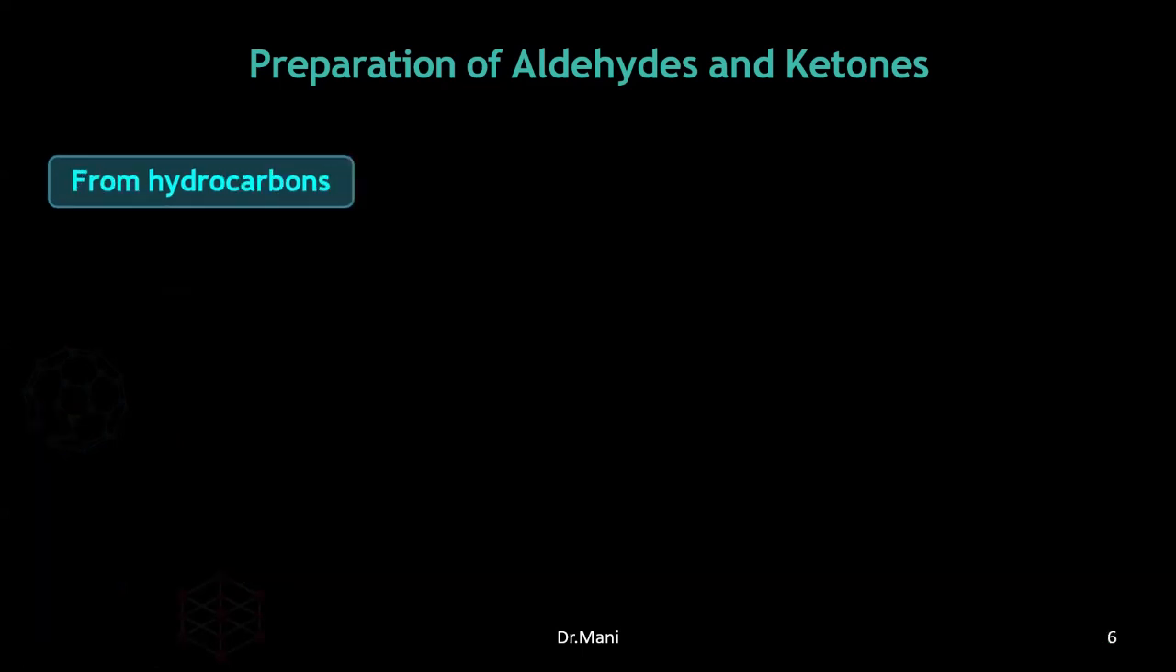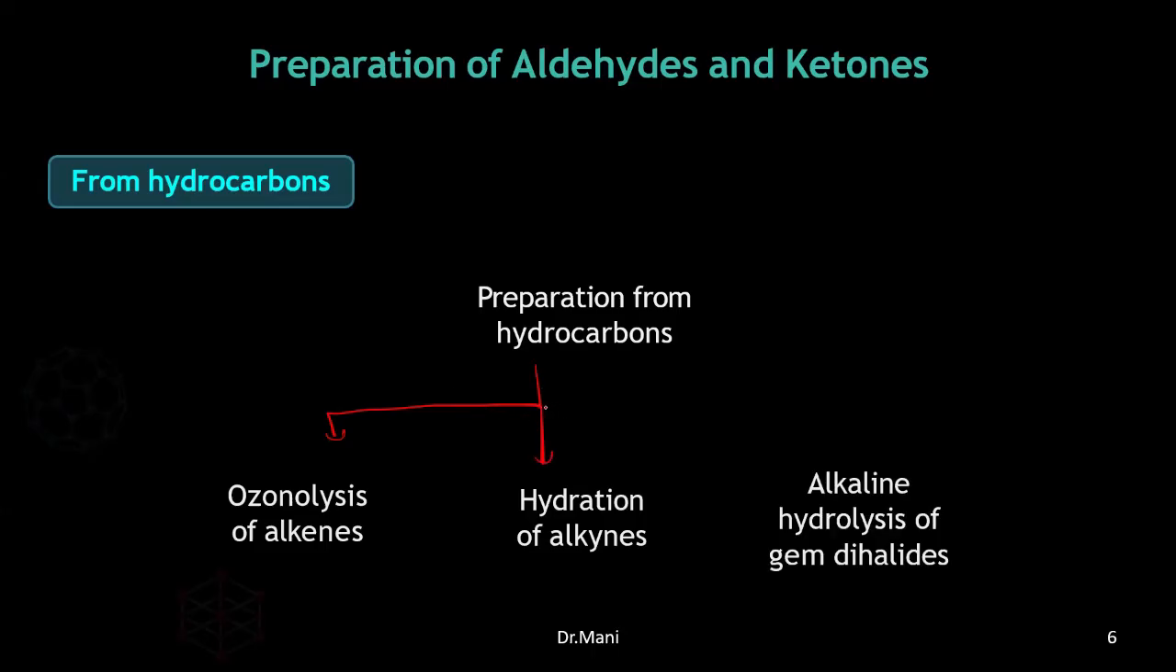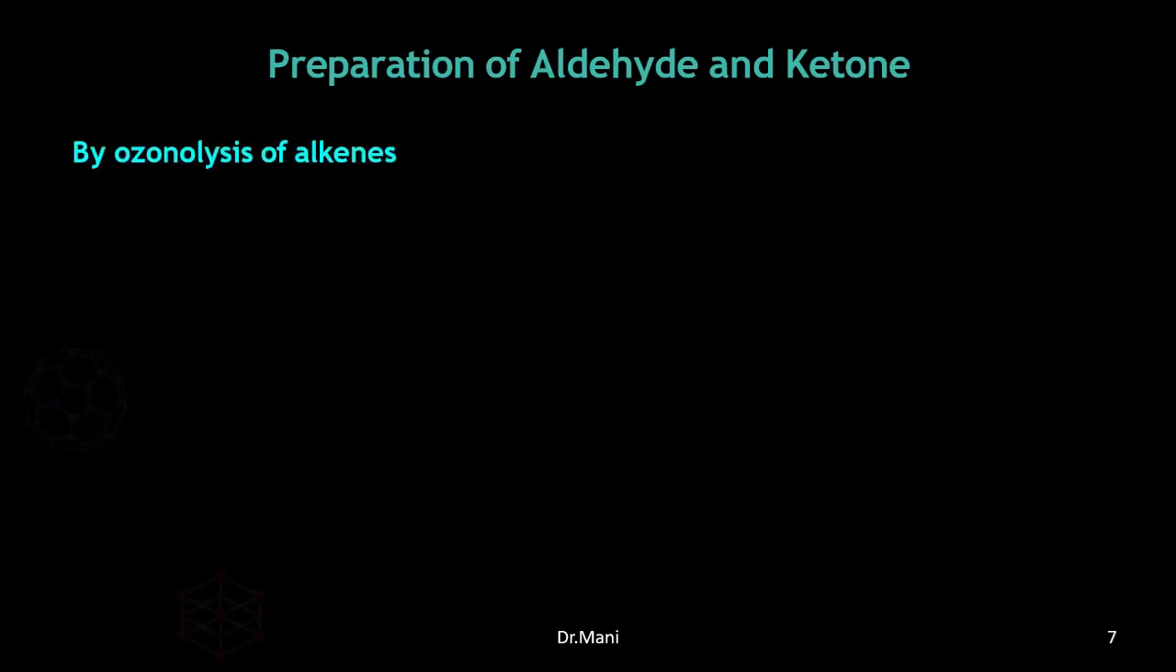Next one, from hydrocarbons. Preparation from hydrocarbons itself can happen through 3 ways. One is the ozonolysis of alkenes. The other is by hydration of alkynes, and the other one is by alkaline hydrolysis of gem dihalides. We'll be seeing how these happen. First one, by ozonolysis of alkenes.